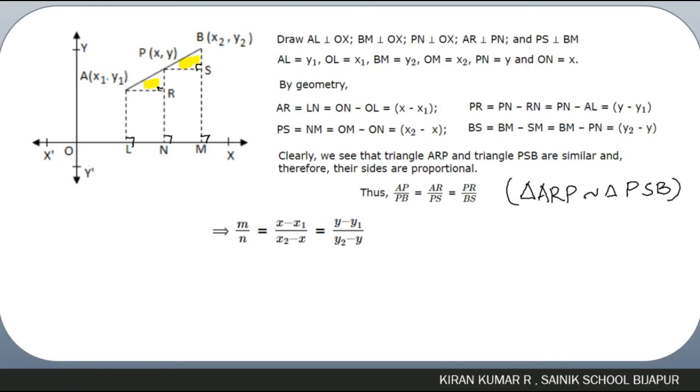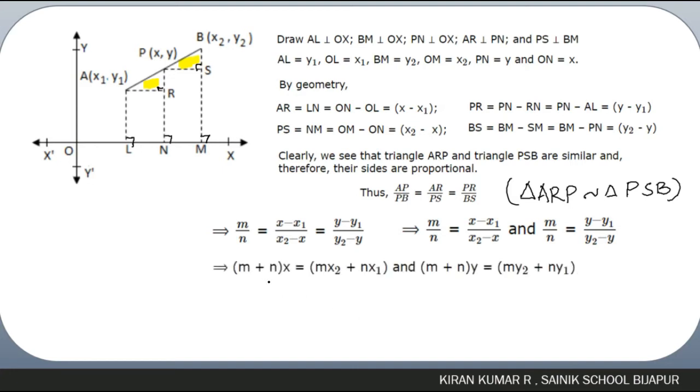This implies that I can separately write m by n equal to x minus x1 by x2 minus x. In the same way, m by n equal to y minus y1 by y2 minus y. Now we can do cross multiplication. On cross multiplication and simplification, we get (m plus n) multiplied by x equal to m x2 plus n x1, and (m plus n) times y equal to m y2 plus n y1.